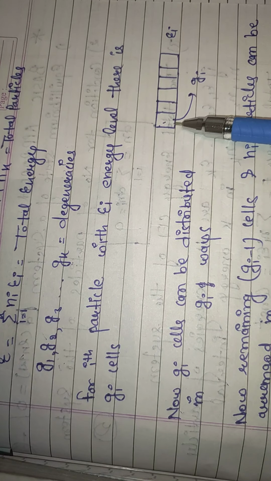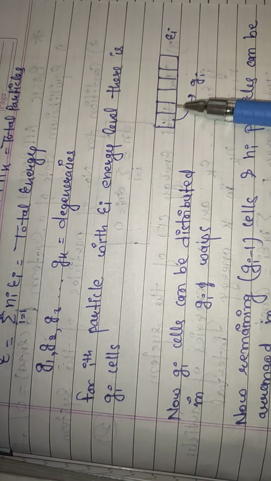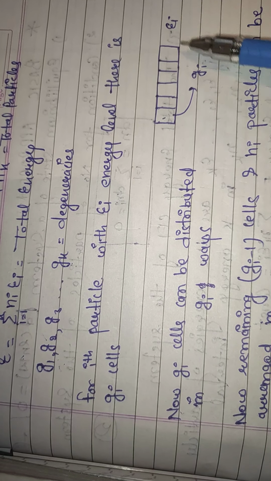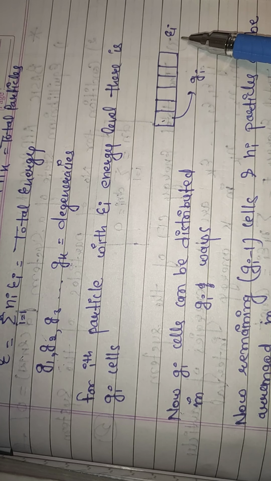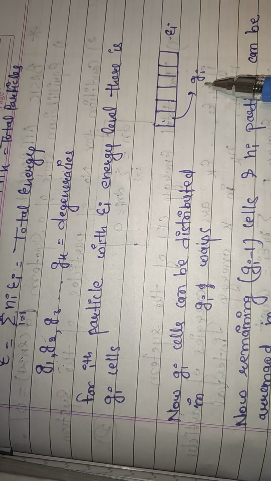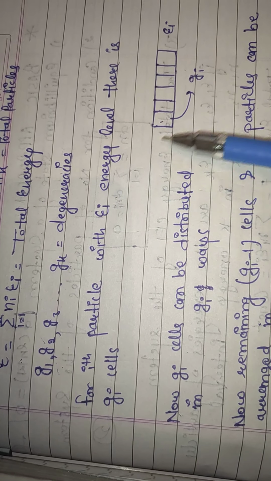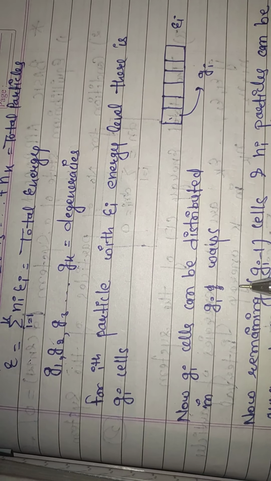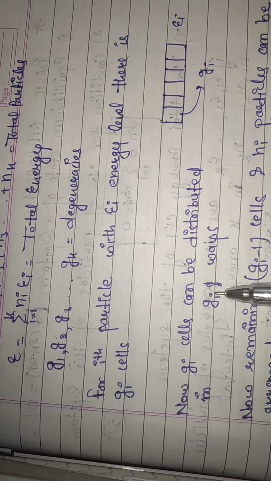Suppose we have epsilon i energy state, and in this energy state we have gi equally energized compartments. Means the degeneracies, gi subcells, have this much amount of energy. This means this epsilon i energy state is gi times degenerate. So now we will find the most probable distribution for this type of system.